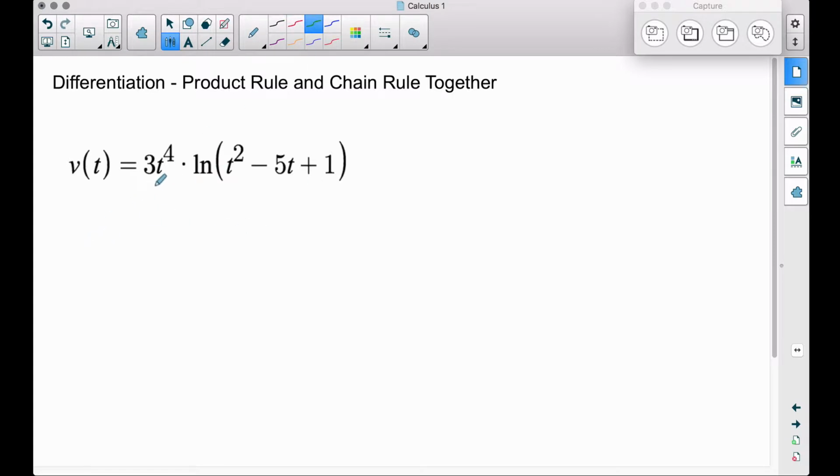So before we do that, notice we do have a product. I'm going to call this function here f, and I'm going to call this function here g, because we're taking this stuff times all of this stuff. Let's write out the product rule again to remind ourselves how to apply it. So v prime of t is equal to f prime g plus g prime f.